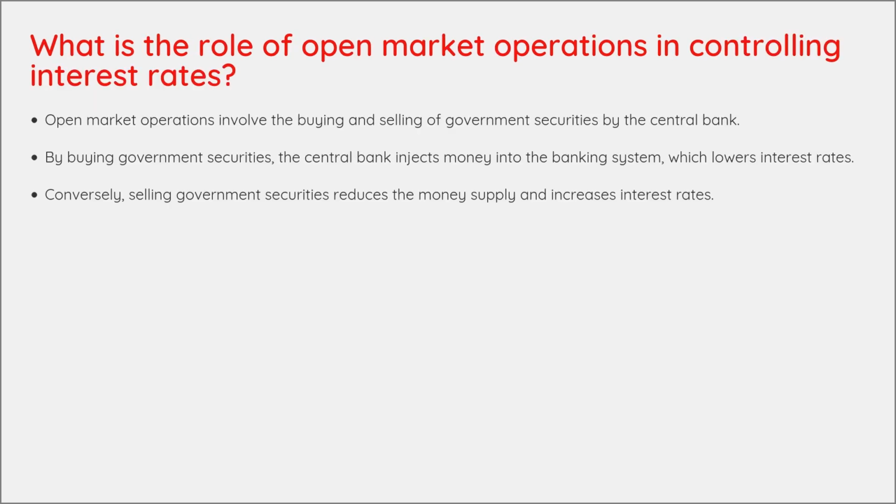What is the role of open market operations in controlling interest rates? Open market operations involve the buying and selling of government securities by the central bank. By buying government securities, the central bank injects money into the banking system, which lowers interest rates. Conversely, selling government securities reduces the money supply and increases interest rates.